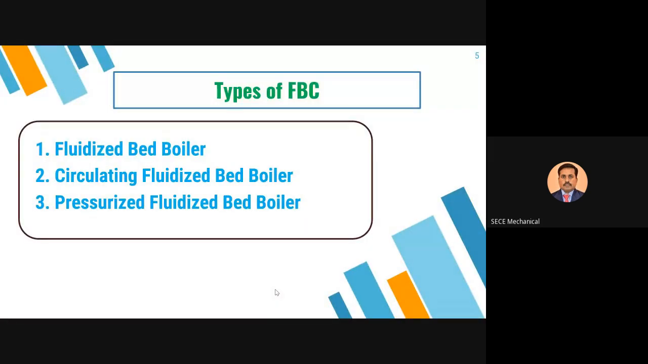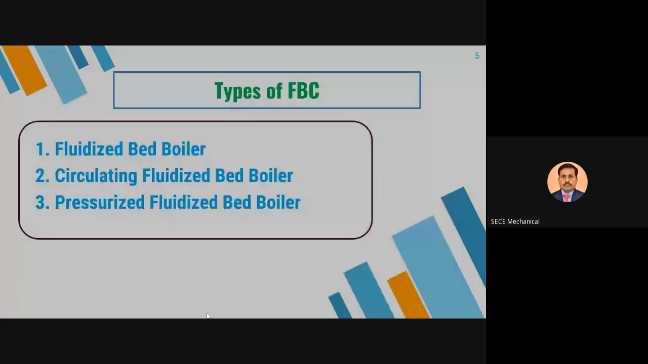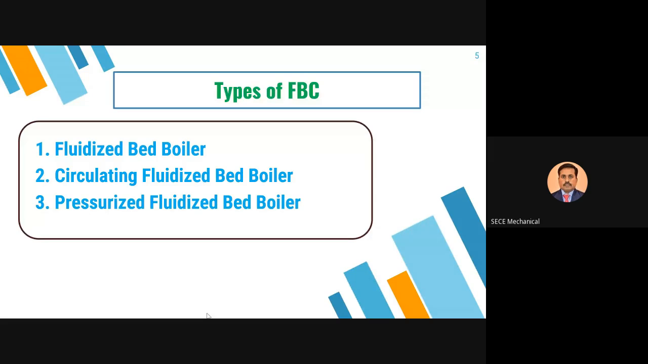There are different types of FBC. One is fluidized bed boiler. Second one is circulating fluidized bed boiler. Third one is pressurized fluidized bed boiler. So our FBC is classified into three types. The first one is fluidized bed boiler, which we discussed in the first slide, that is the fluidized bed combustion. Fluid bed combustion and fluid bed boiler are both the same.